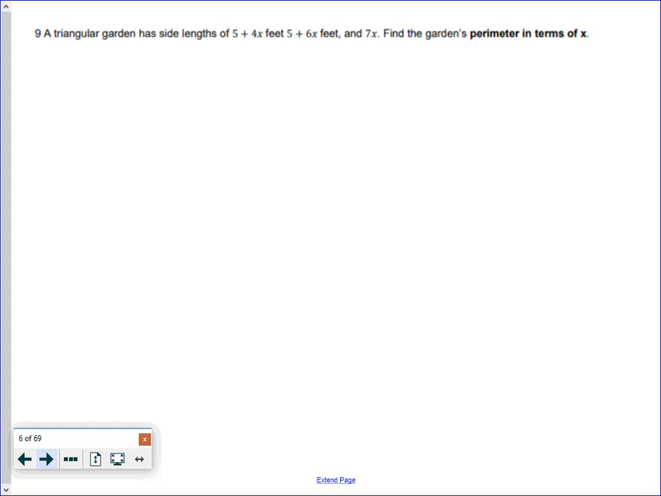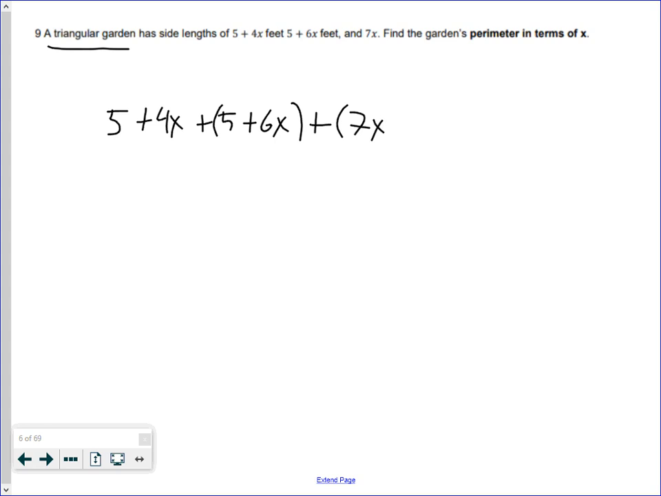Number 9: a triangular garden has side lengths of 5 plus 4x feet, 5 plus 6x feet, and 7x feet. We need to find the garden perimeter in terms of x. A triangle has 3 sides, and for perimeter you're just adding up all the sides. So we're just going to add up all 3 of these terms: 5 plus 4x plus 5 plus 6x plus 7x. That's going to be our perimeter.